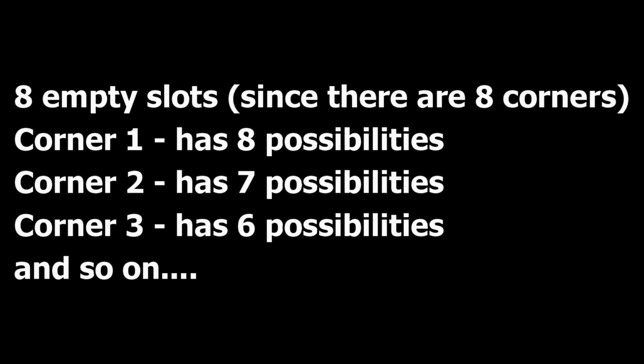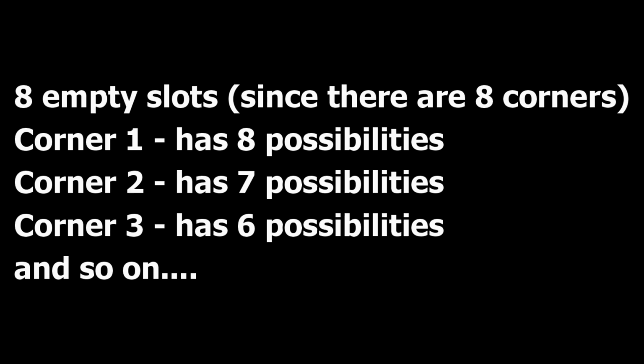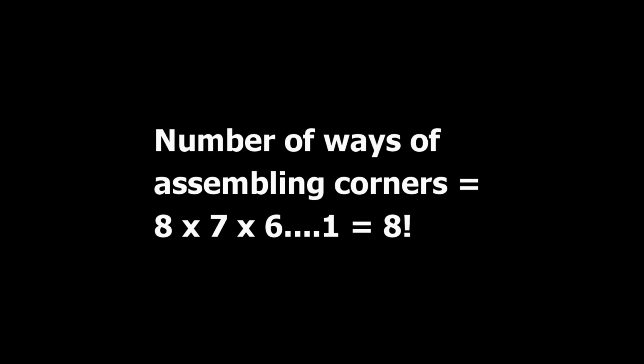Moving on to corners, we have 8 possible slots for the first corner, 7 for the second, 6 for the third, and we just keep on going. So the number of ways in which we can assemble all the corners is 8 factorial, which is 8 times 7 times 6 times 5, all the way up to 1, just like the edges.